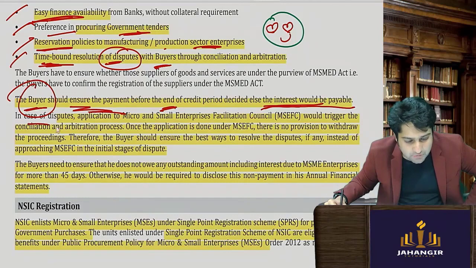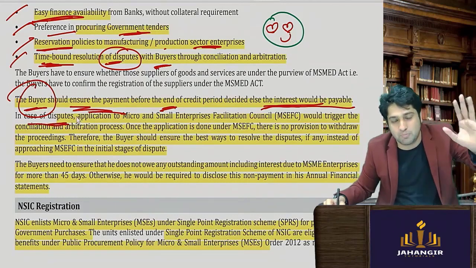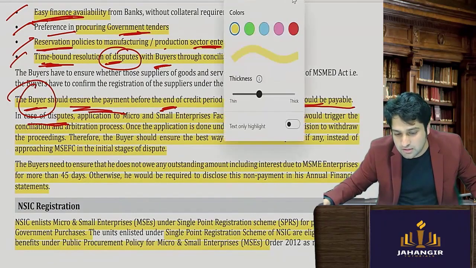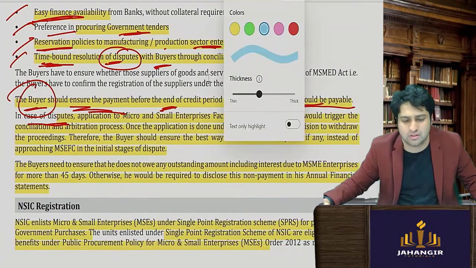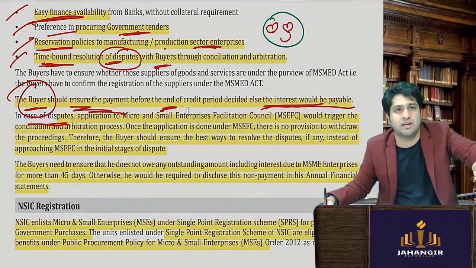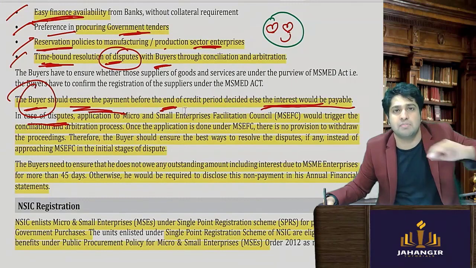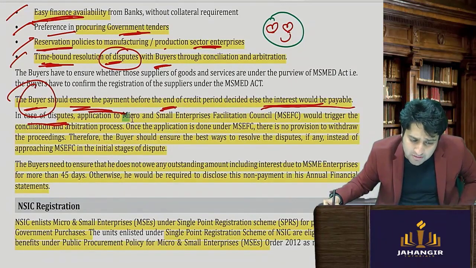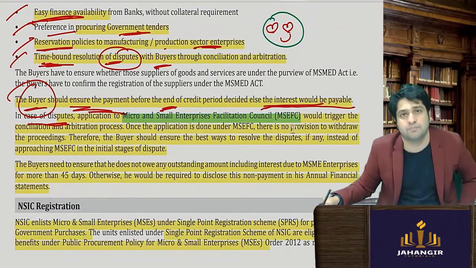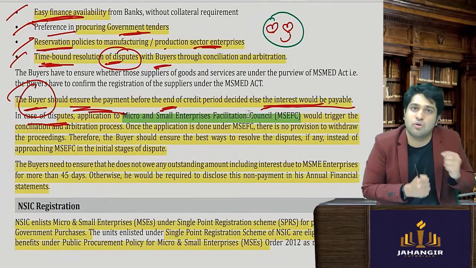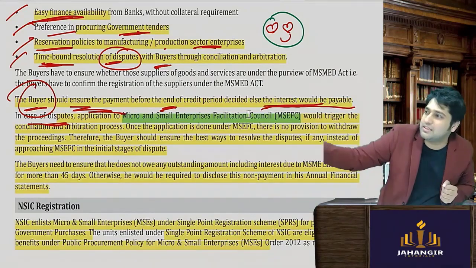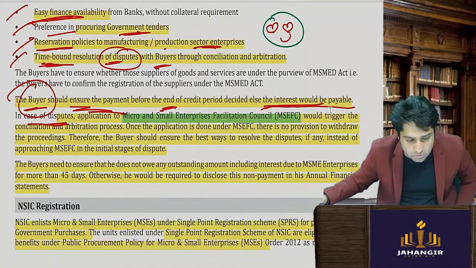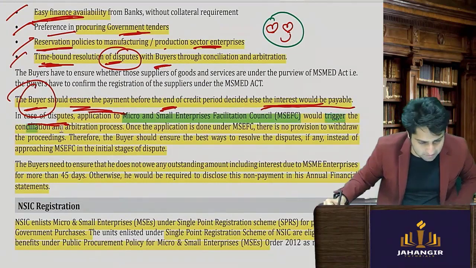In case of a dispute also, it can happen. Now pay attention to this new thing. Dispute can also happen. So this was one opinion we had given. Dispute was there, buyer did not pay to the MSME. So the MSME said, now we will go to court. A special code has been made for them, the Micro and Small Enterprise Facilitation Centre. So I will go to this center and I will say he's not paying. This would trigger the conciliation and arbitration process.